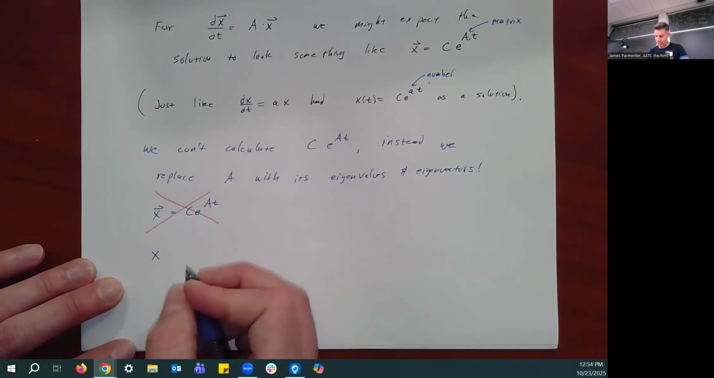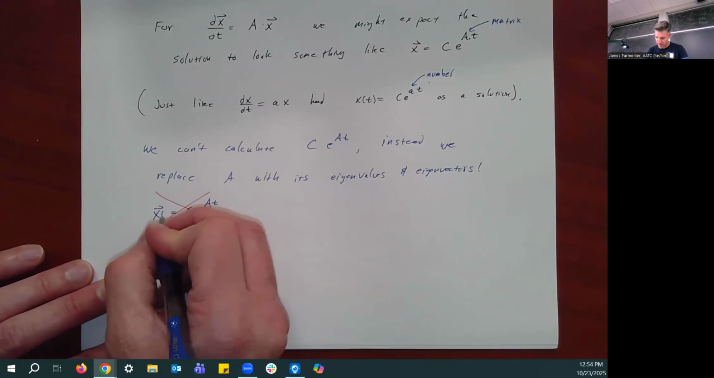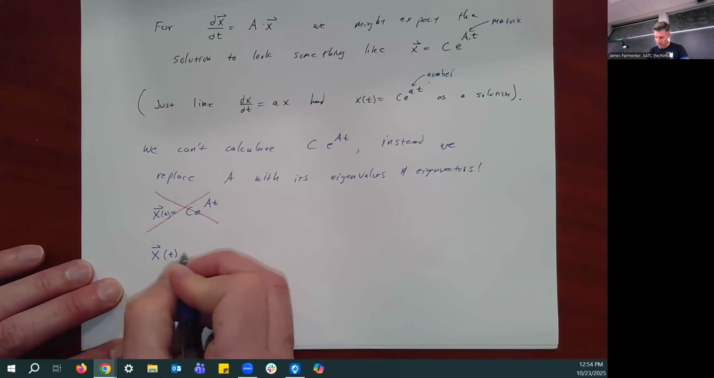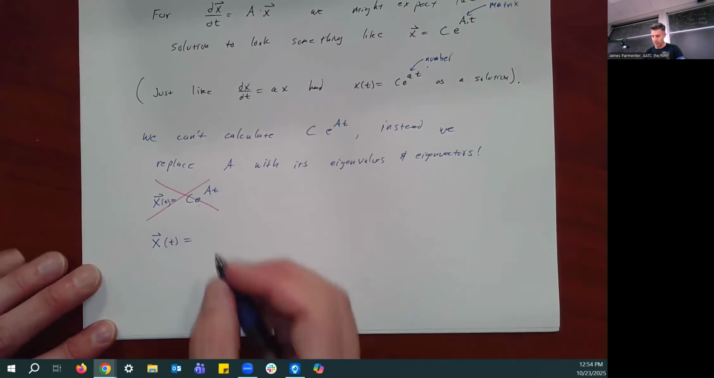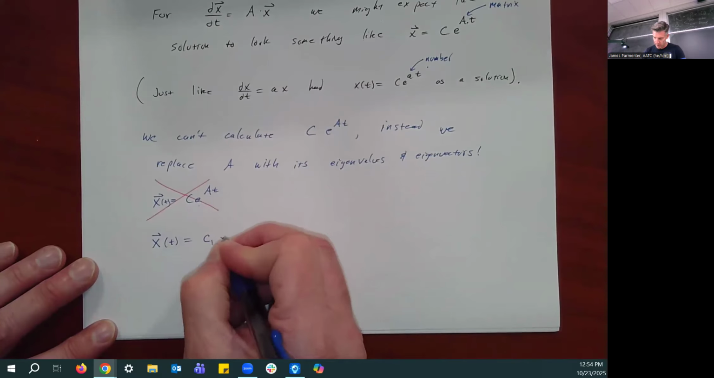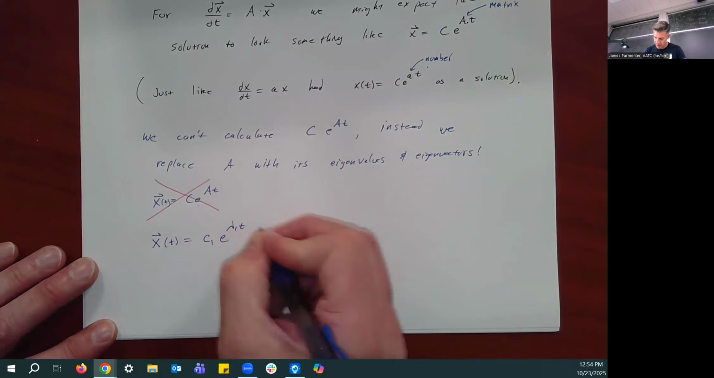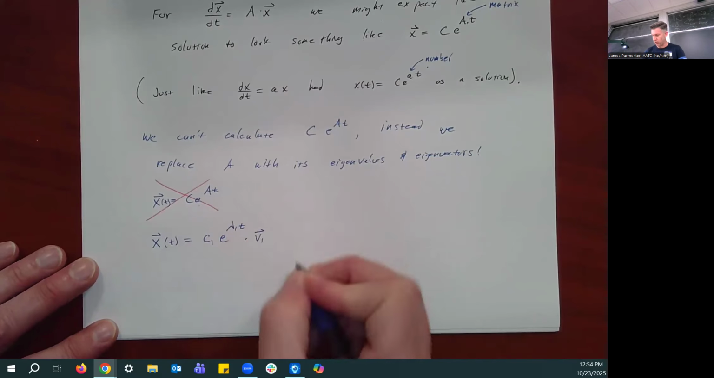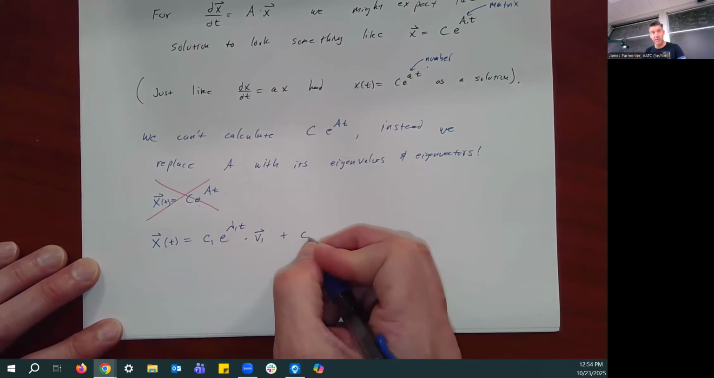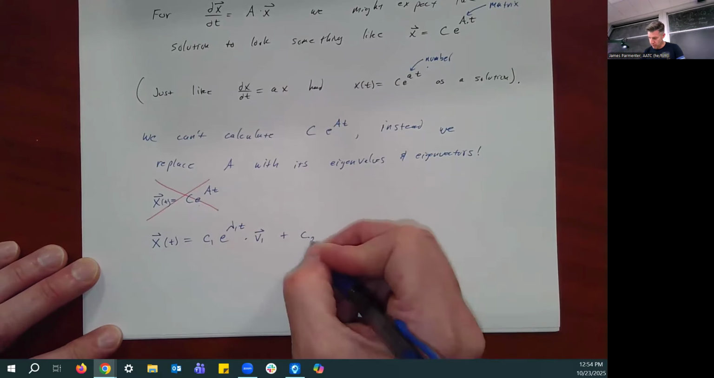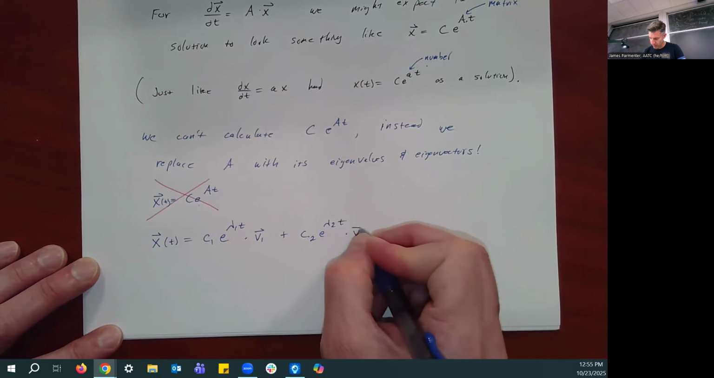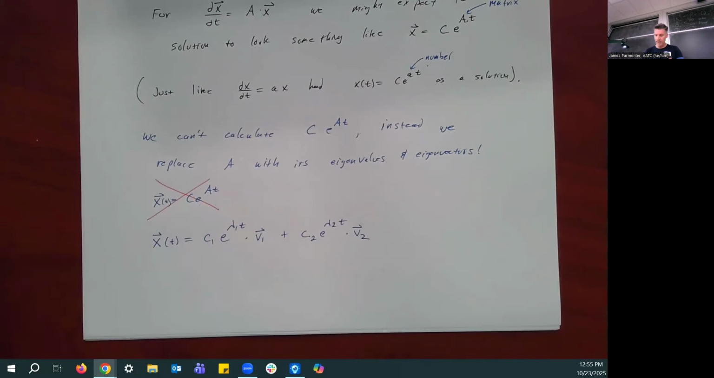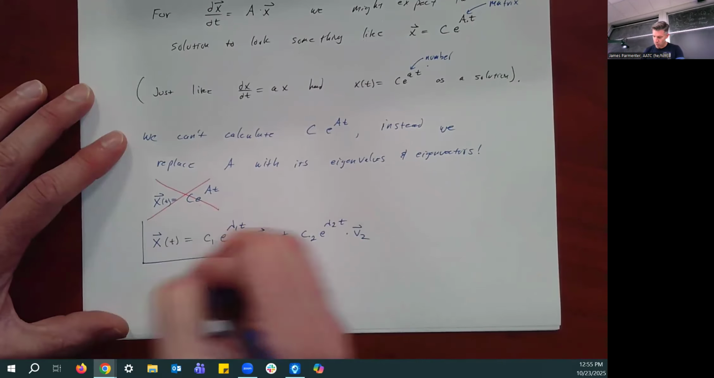Our solution is going to be the x, or x of t, I guess. So here's the actual way we write the solution. Instead of c e to the matrix times t, it's going to be c1 e to the lambda 1 times t times the first eigenvector, plus the same thing but with twos: c2 e to the lambda 2 times t times the second eigenvector. And that is definitely a thing you want to memorize.